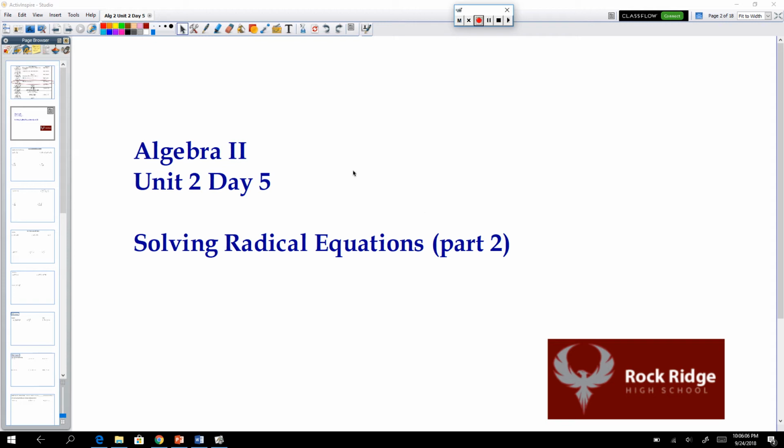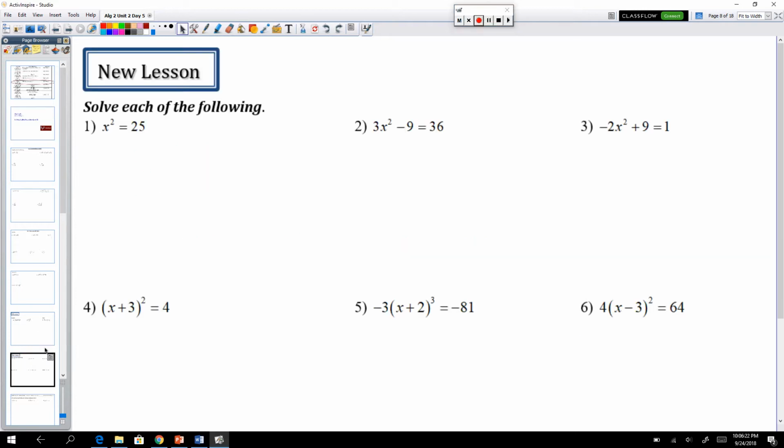Hi Rockridge, this is Mrs. Berger, and today we are going to wrap up our unit on radicals by doing part 2 of the Solving Radical Equations lesson. So hopefully by now you've made it through your warm-up and you've been reminded of how to solve radical equations. So let's take this one step further today.